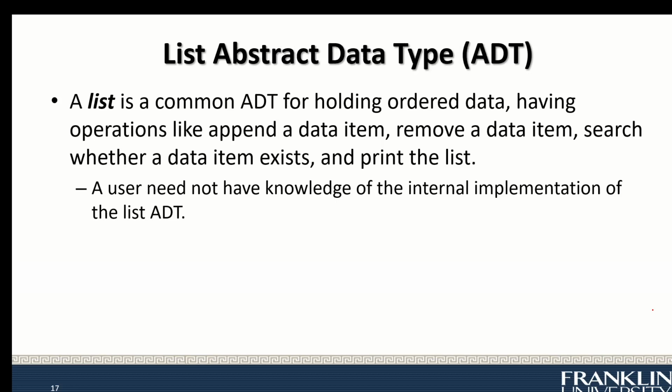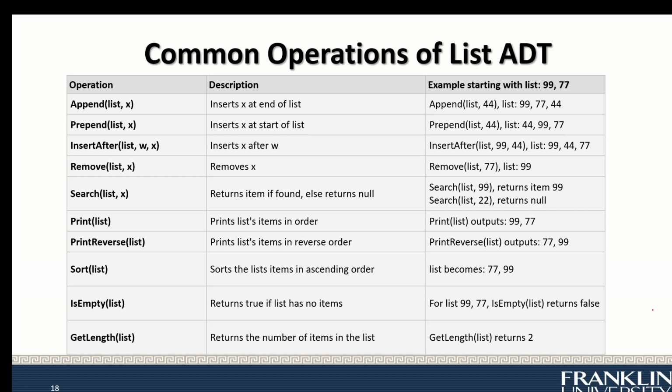The list is probably one of the most common ADTs for holding ordered data. It doesn't have to be ordered, but it can be unordered too. It has operations like append a data item, remove a data item, search whether a data item exists, and print the list. Again, the user need not have knowledge of the internal implementation of the list ADT. You just need to know what functions or methods the list ADT supports. And here is just an example. This is just a hypothetical example.